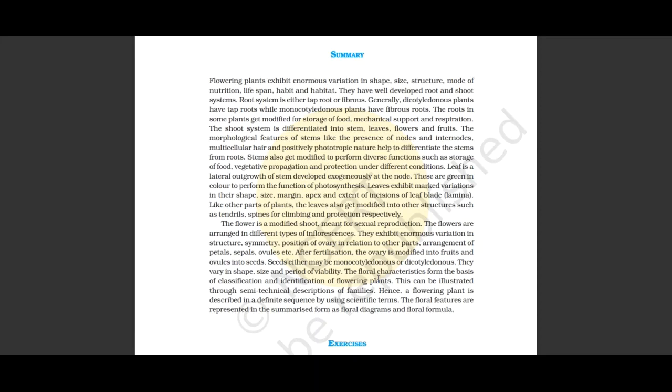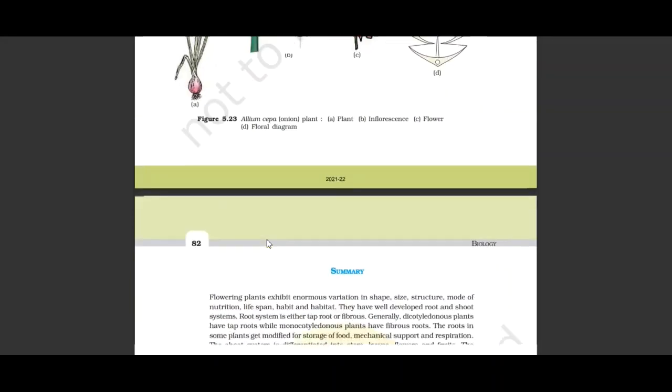The floral characteristics form the basis of classification and identification of flowering plants. This can be illustrated through semi-technical description of families. Hence, a flowering plant is described in a definite sequence by using scientific terms. The floral features are represented in summarized form as floral diagram and floral formula. In this way, we completed this chapter.